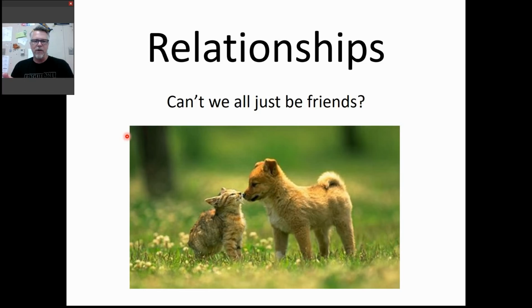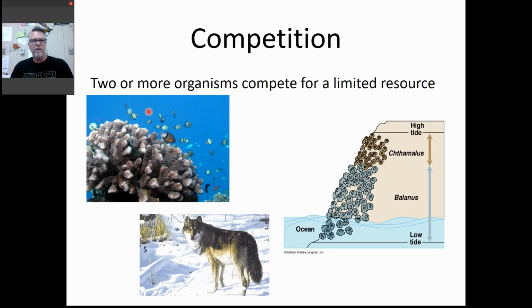So here's a picture of a cute little puppy and a cute little kitty, and everyone's going, oh, so cute. And that means we're going to move into the relationships part in ecology. So can't we all just be friends? Right? You flipped your handout over. You are looking at the back of your handout now. Let's talk about this. So these are biotic interactions. So one kind of organism interacting with another kind of organism.